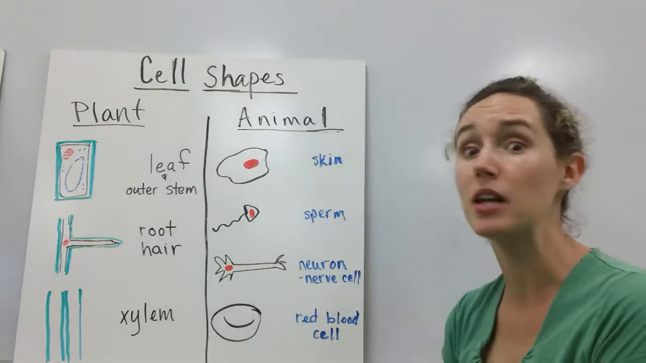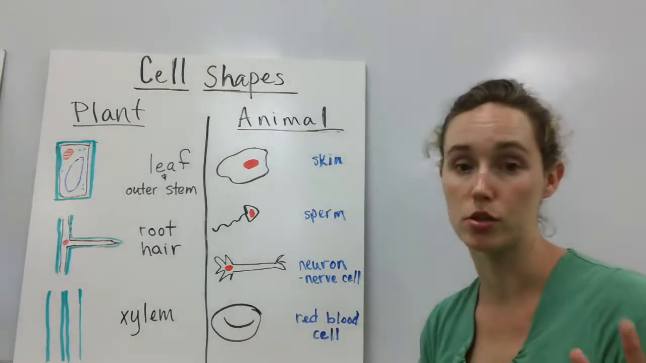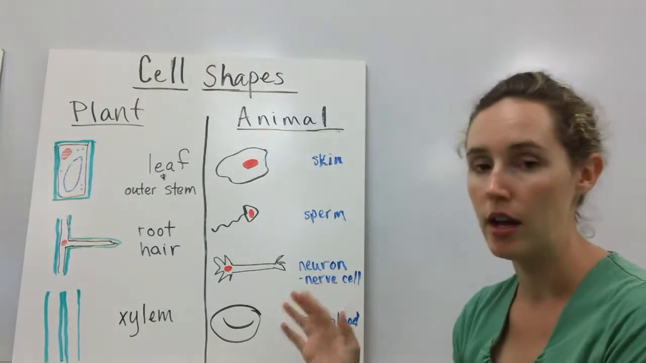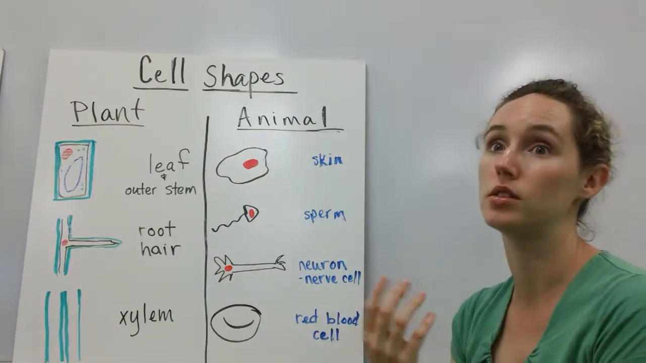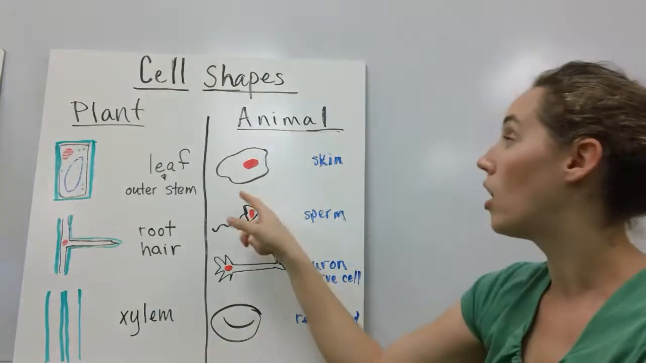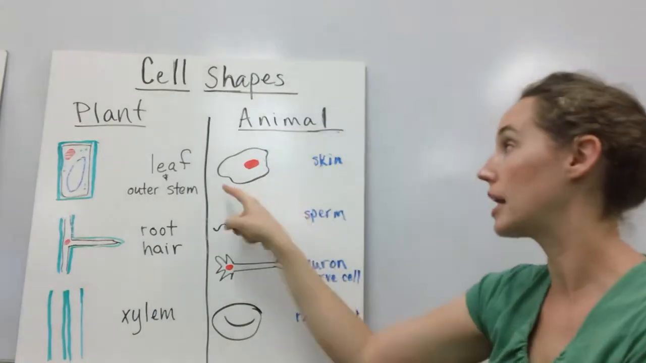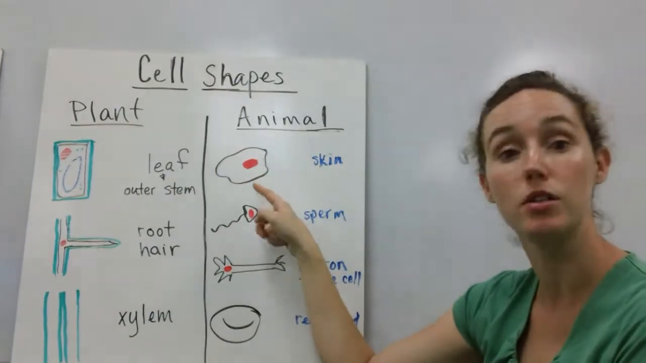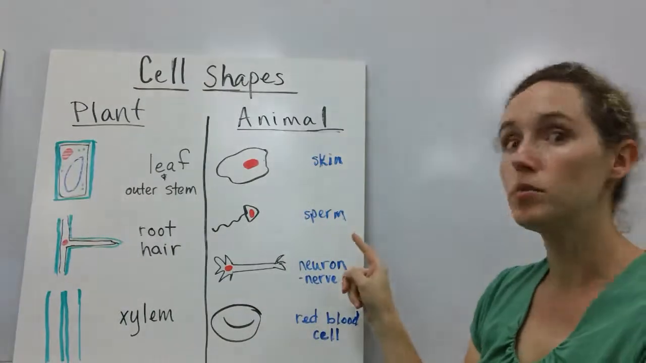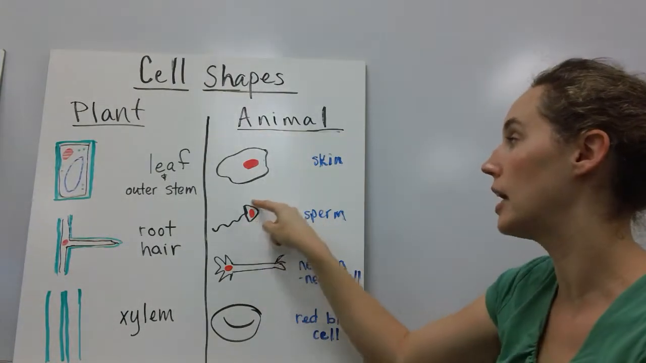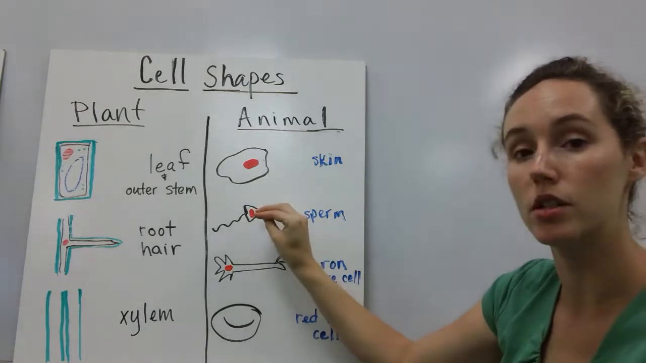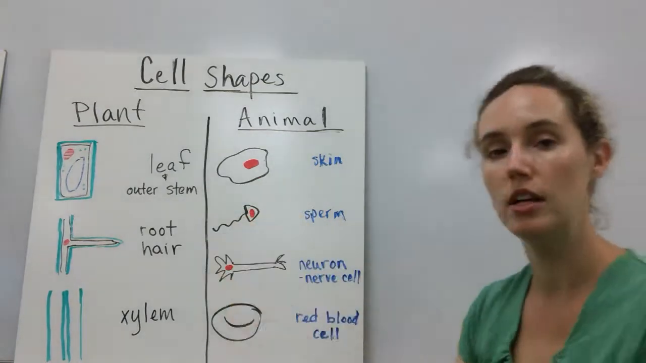Animal cell shapes. Animals have way more cell shapes, and I only have a few here. The most basic one, and this is the one that looks a lot like the ones you see in diagrams, are skin cells. They just have this sort of globular shape. Sperm cells have a totally different structure, right? They have a little head area with all of their cell structures and a tail that's going to help them move.